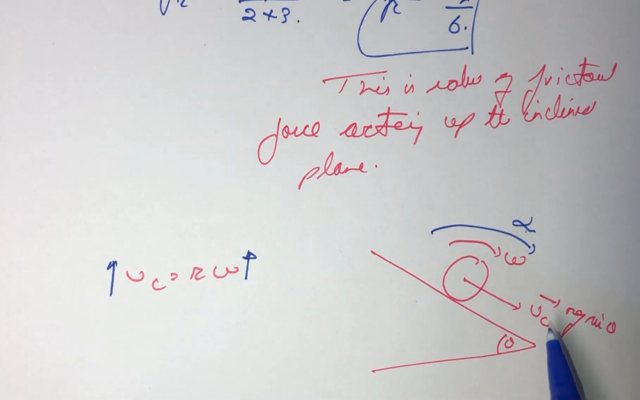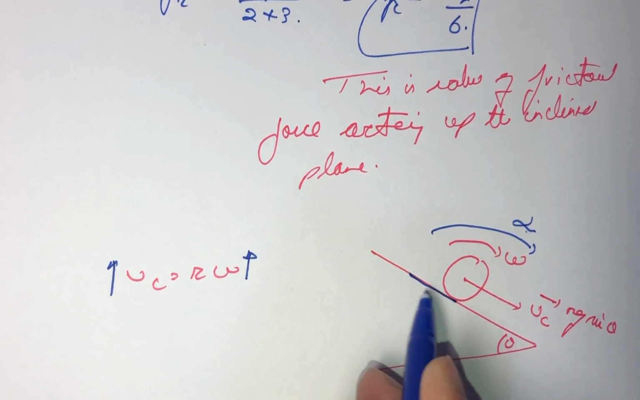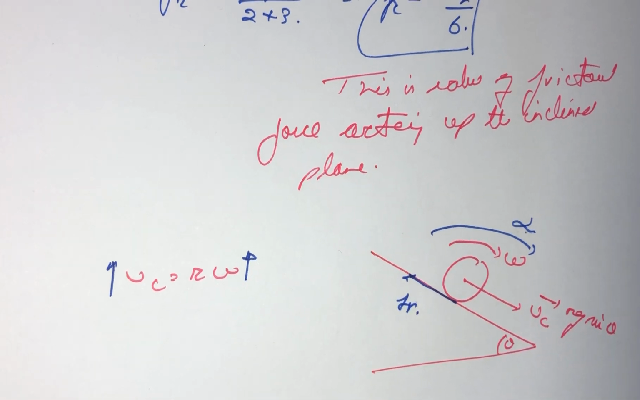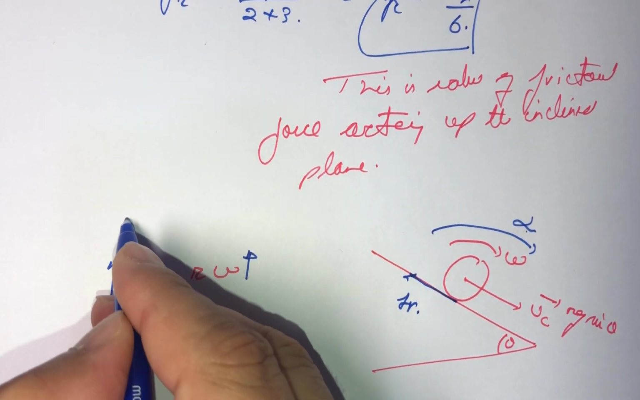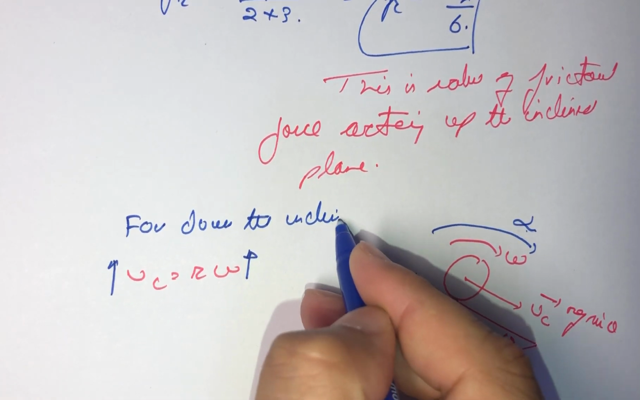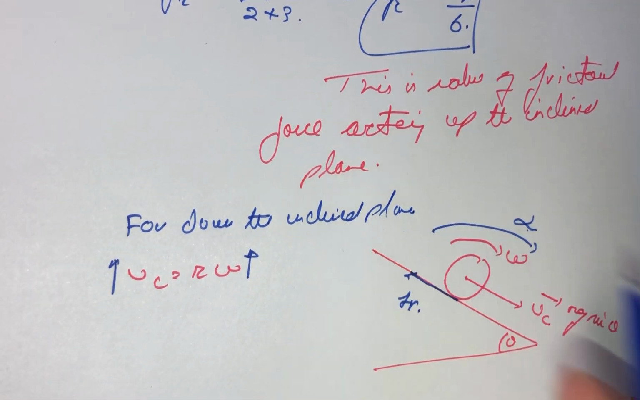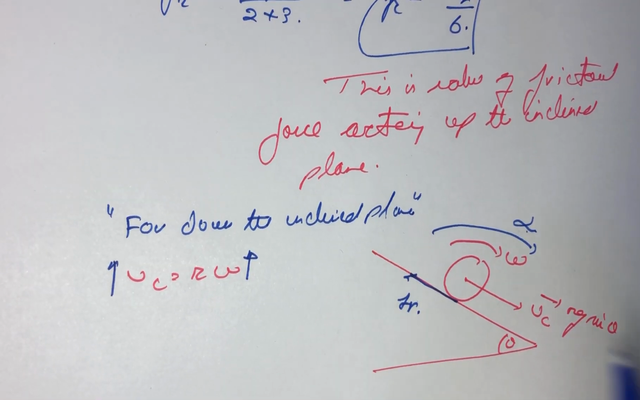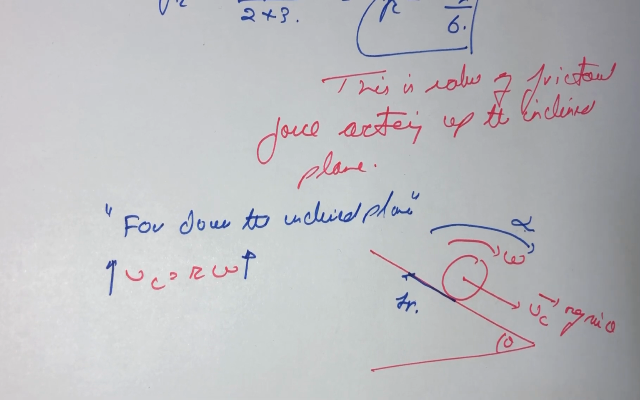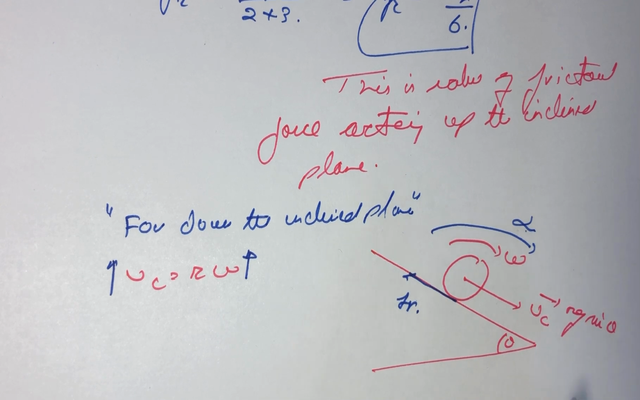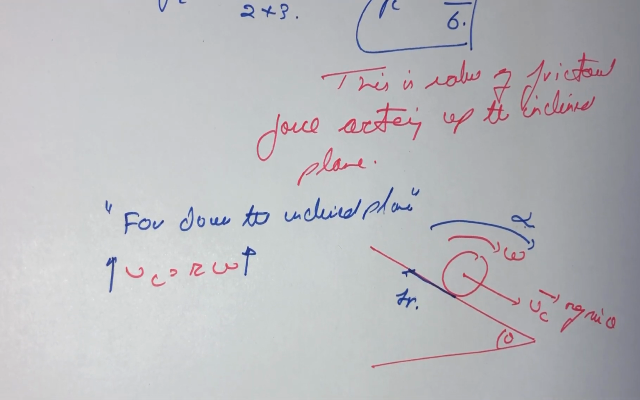Therefore, the frictional force which will be acting will be up the inclined plane if it is moving down the inclined plane. So this is for down the inclined plane. So the direction of the friction is the same in both the cases. So this completes the entire discussion about in which direction the frictional force is going to occur. Thank you.